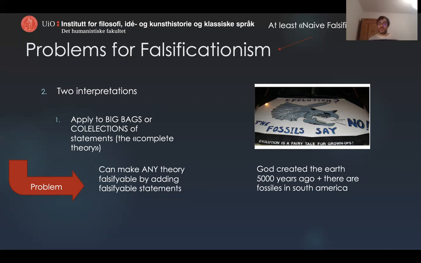So for example, here's a falsifiable statement. God created the earth 5,000 years ago, and there are fossils in South America. That's falsifiable because we can just go to South America. Are there fossils? No. Yes. So that attempt to falsify hasn't succeeded, but it could have been falsified. And if you just add statements that are falsifiable, then you can make any theory falsifiable.